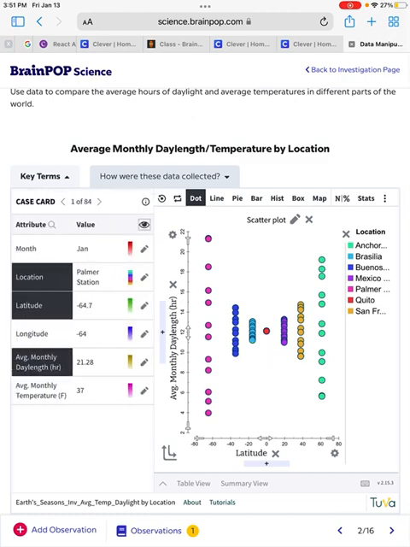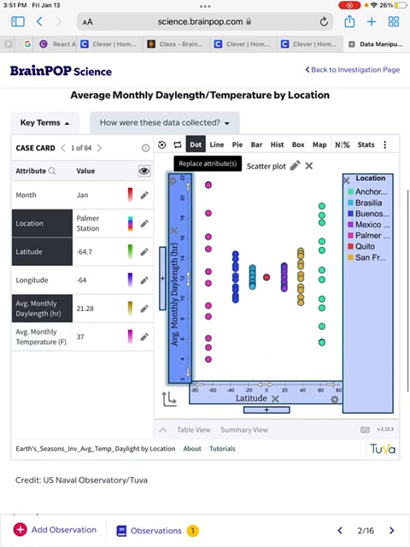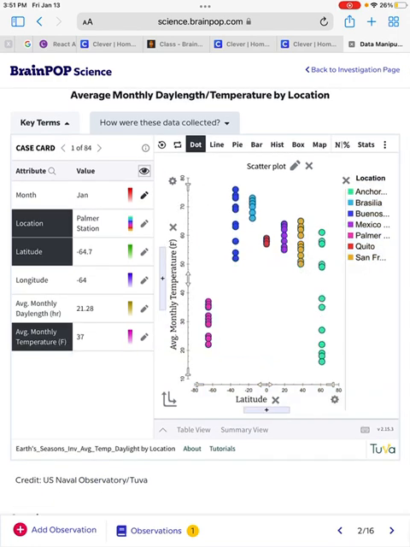At some point, they will tell you to drag the average monthly temperature to the y-axis. Remember, y-axis is up and down, x-axis is horizontal or side to side. So when you are asked to do that, you can just tap on the attribute, in this case card, which is on the left, that you want to drag, and you can drag it to the y-axis. That will change the data and how it looks on the graph here.